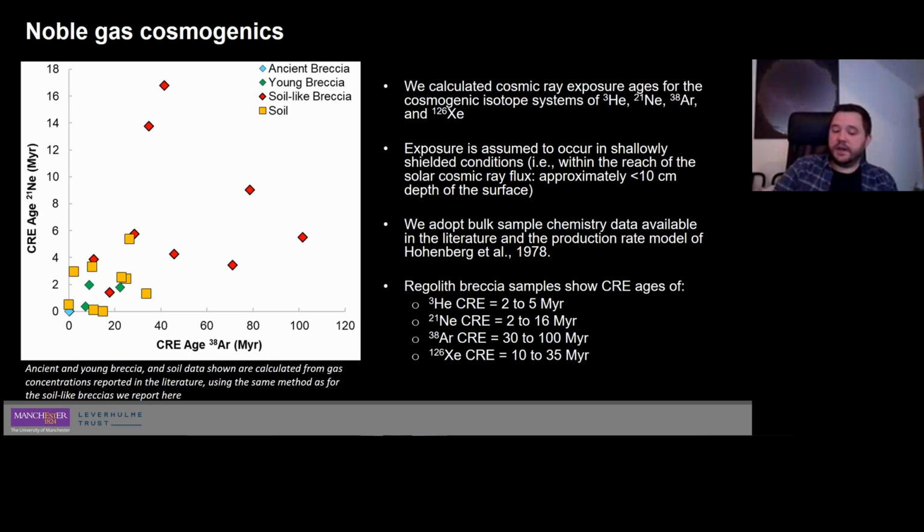These calculations for helium yielded a range of 2 to 5 million years. For neon, 2 to 16 million years. For argon, 30 to 100 million years. And for xenon, 10 to 35 million years. The errors on all of these are approximately 10%, because of the production rate models used.